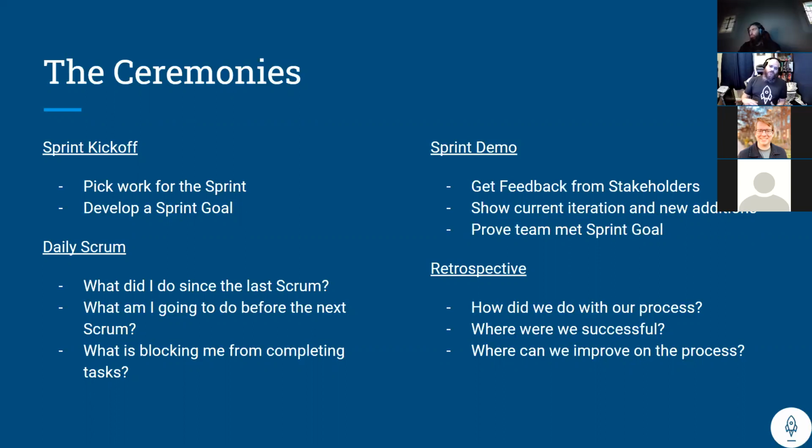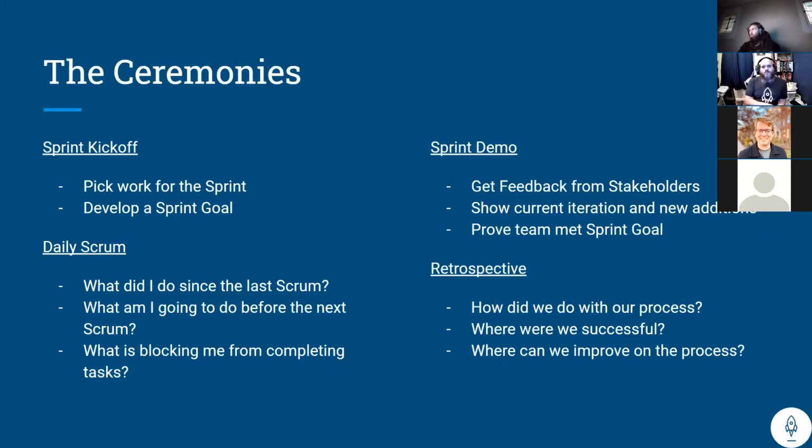The sprint demo comes at the end. It's equivalent to when we do our project review. We get feedback from our mentors and stakeholders, show the current iteration and any new additions we've added, and prove that we met the goal we set for ourselves at the start of the sprint.